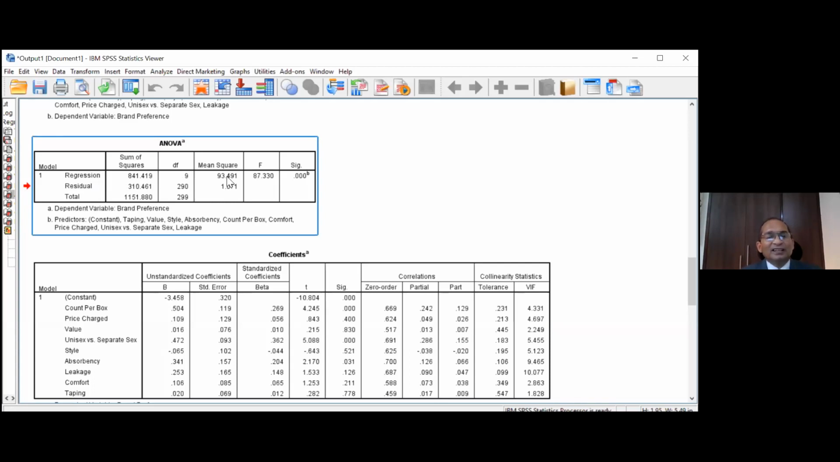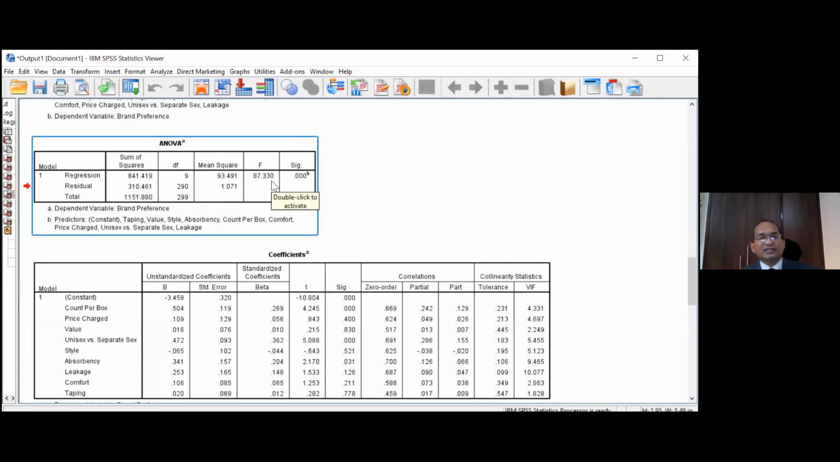Explained variation has the value 93.491, and the residual has the value 1. So if you compare 93 with 1, you can easily say that 93 is much higher as compared to 1. It means explained variation is much higher as compared to unexplained variation. This is the first part.